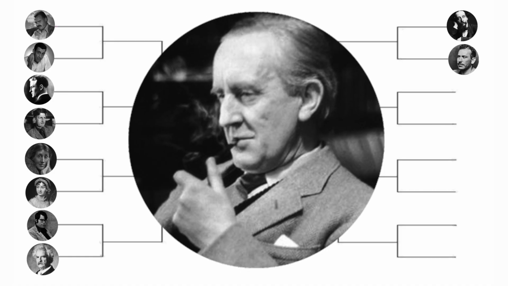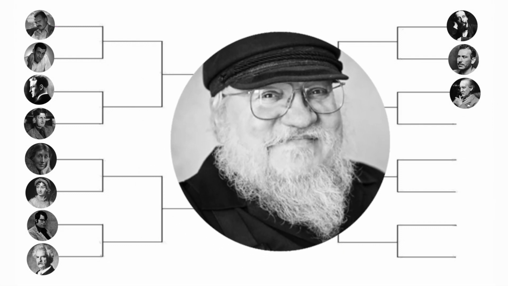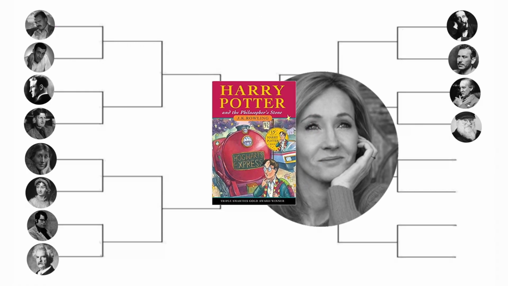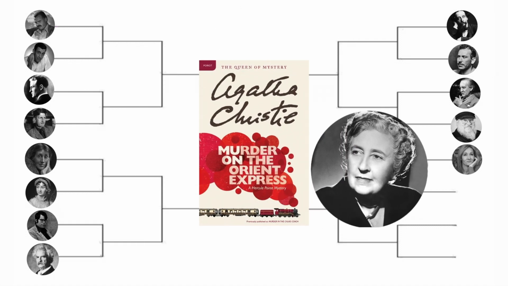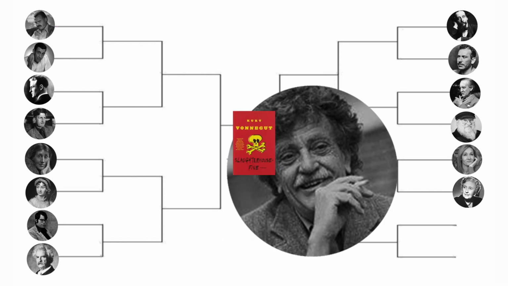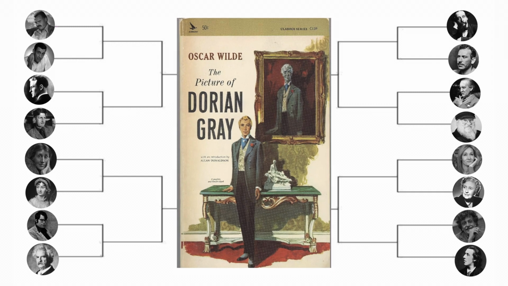Alright, onto the other side, we have Charles Dickens with Great Expectations. He'll be up against John Steinbeck with The Grapes of Wrath. This one I'm very interested in. This is 2 fantasy titans up against each other. It's J.R.R. Tolkien with The Lord of the Rings up against George R.R. Martin with Game of Thrones. Next up, we have J.K. Rowling with Harry Potter and the Philosopher's Stone up against Agatha Christie with Murder on the Orient Express. Finally, the last bracket, we have Kurt Vonnegut with Slaughterhouse-Five up against Oscar Wilde with The Picture of Dorian Gray.